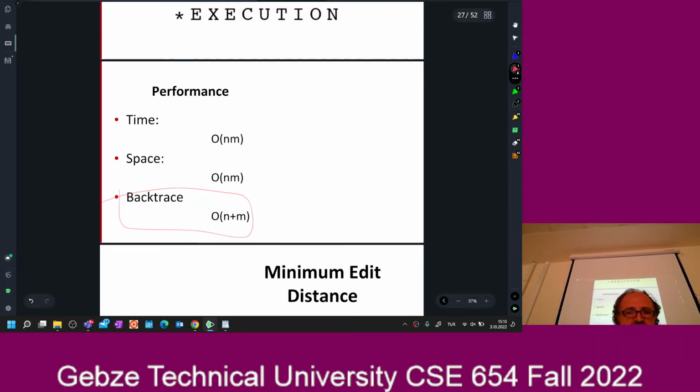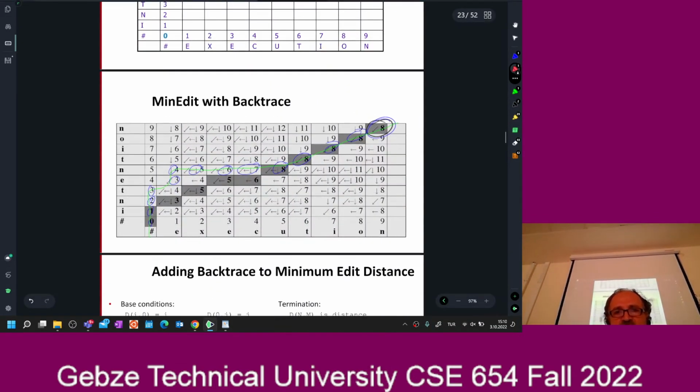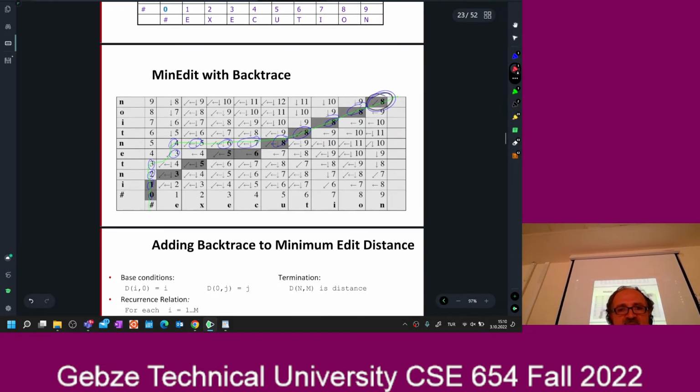Can you explain this one? Why is it n plus m? Backtrace. After you find this number 8, finding your path from here to the beginning is just n plus m, not n times m. Why?